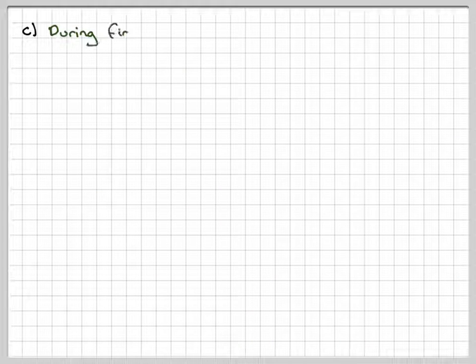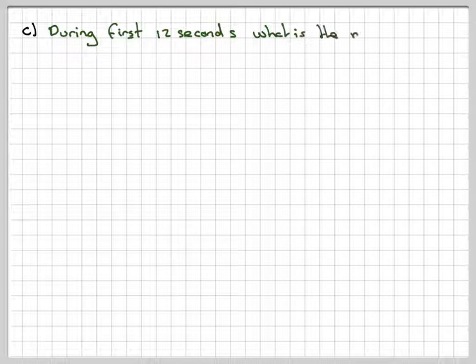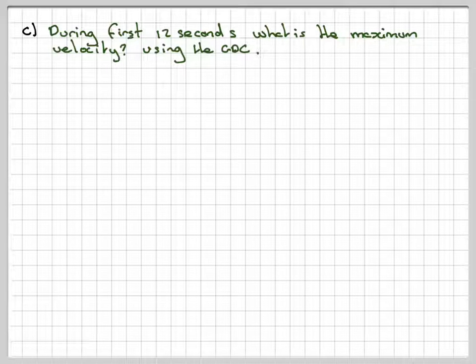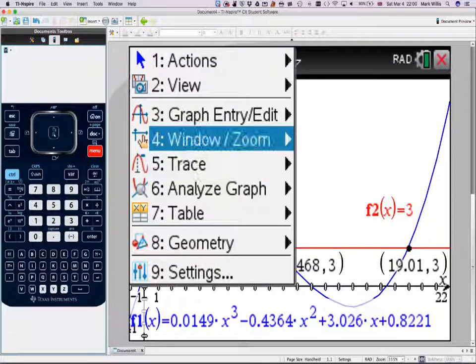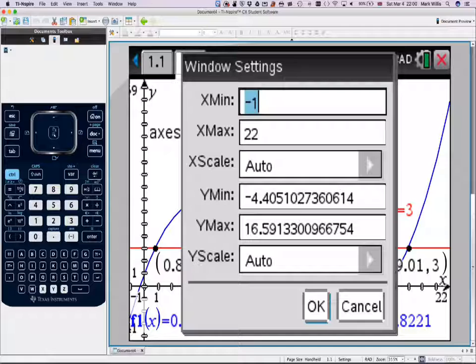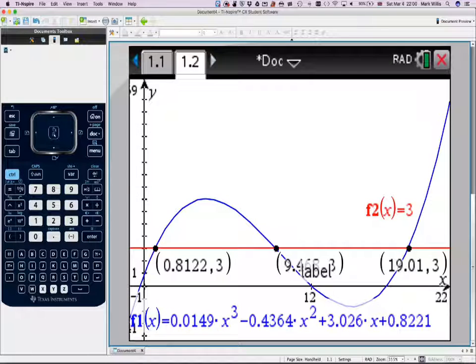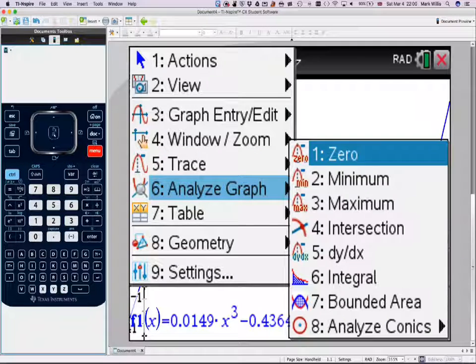Okay, for the final part, we want to know during the first 12 seconds what is the maximum velocity. So, using the GDC, we want the first 12 seconds. To be able to see that first, we go to Menu, Windows Zoom, and Windows Settings, and we just change the X scale to 12, so we can have a look at that part of the graph. There is a graph from 0 to 12, so the maximum is going to be this point here. So again, we just use the GDC, analyze the graph, maximum.